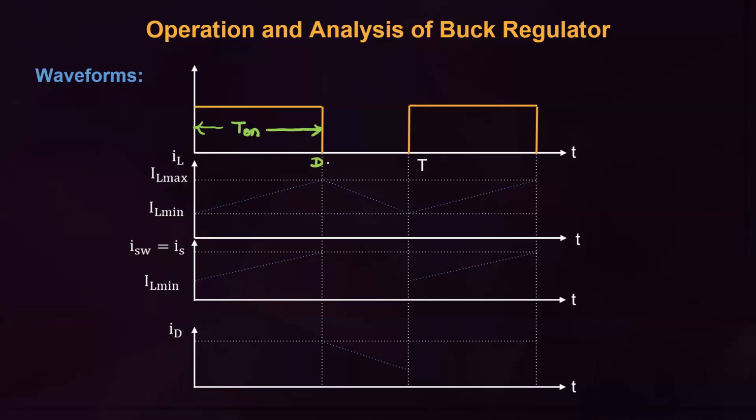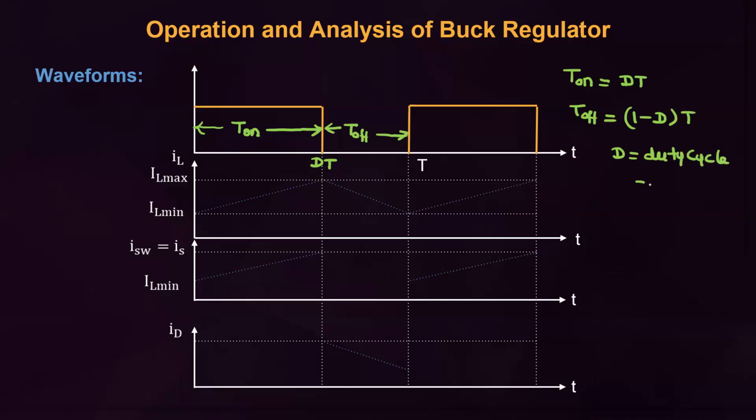T on is nothing but D into T. And this is T, during which the chopper is on. This is T on. We know, even in the fundamentals, I gave this: T on equals D into T. What is T off equal to? 1 minus D into T. What is D here? Duty cycle. You can follow any notation for duty cycle; different authors follow different notations: delta, K, alpha. Any notation you follow, that is the duty cycle.